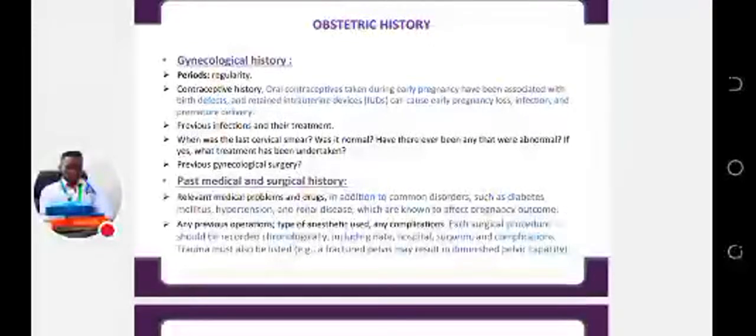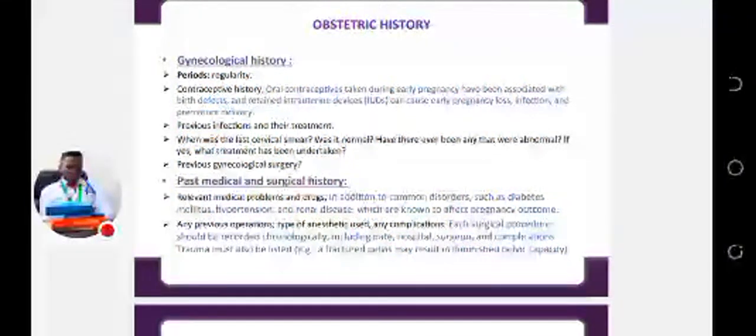So all this information is very much cardinal. It's very much important for you as a clinician to have it at your fingertips. Then you should also ask about previous gynecological surgery, like the previous delivery: was it a cesarean section, or maybe just a normal delivery? All this info is very much important and cardinal to the clinician.